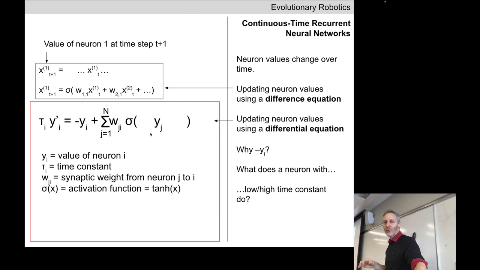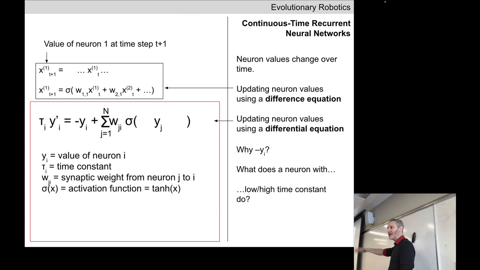The moment that the jth neuron tries to exert an influence on the ith neuron, the minute y sub j speaks, the minute it's sending out a value that we're going to multiply by the connection between j and I, we squash it to a value between minus 1 and plus 1. Yeah. So a way you can think about this is there's no bound on the rate of change, the speed at which the neurons change value.